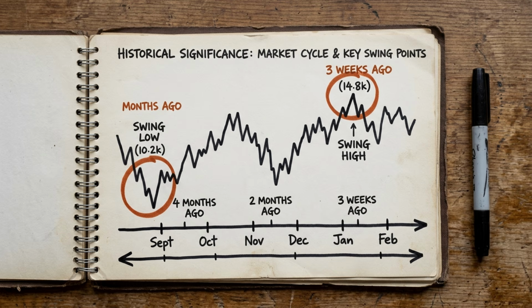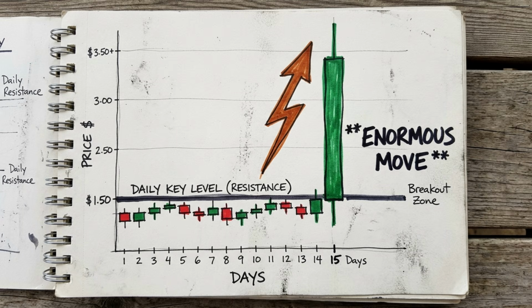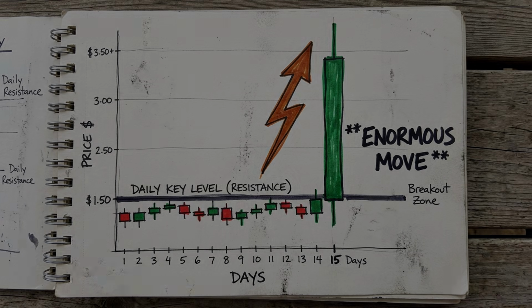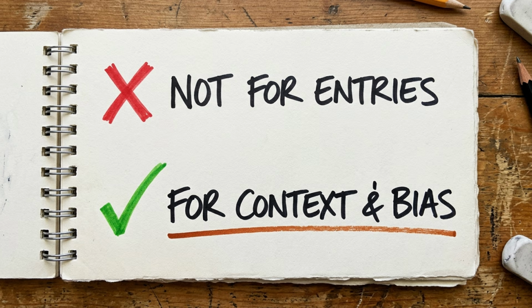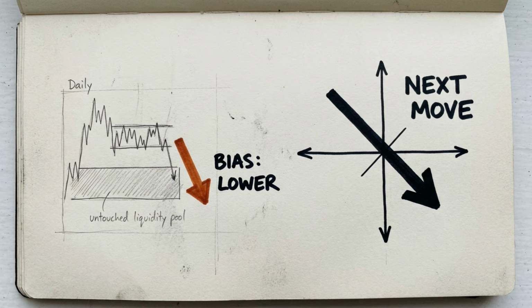These levels don't get swept every day. But when they do get swept, the resulting move is enormous. The daily and weekly are not for entries. They are for context. They tell you where the big money is hunting. They tell you which direction the next significant move is likely to come from. If daily liquidity below is still untouched, you know the market has a reason to push lower at some point. That is your directional bias. Everything else flows from here.